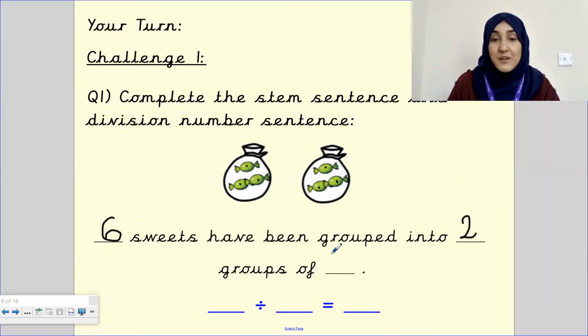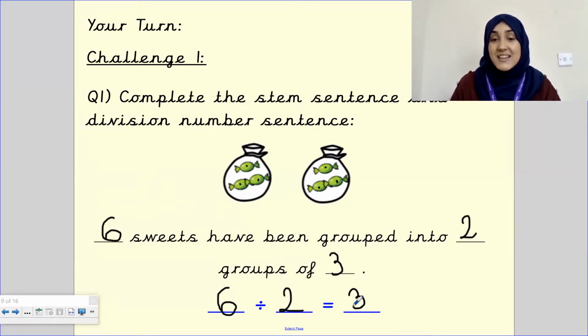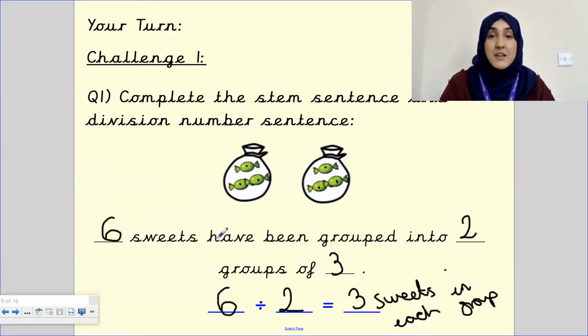Now, can you tell me how many sweeties are in each group? Well done, 3. Okay, now, again, with our division number sentence, we always start with the total amount first. So 6 divided by 2 groups equals how many sweeties in each group? Well done, 3. 3 sweets in each group. Fantastic, Morris class. Okay, so we've gone through question 1 together.